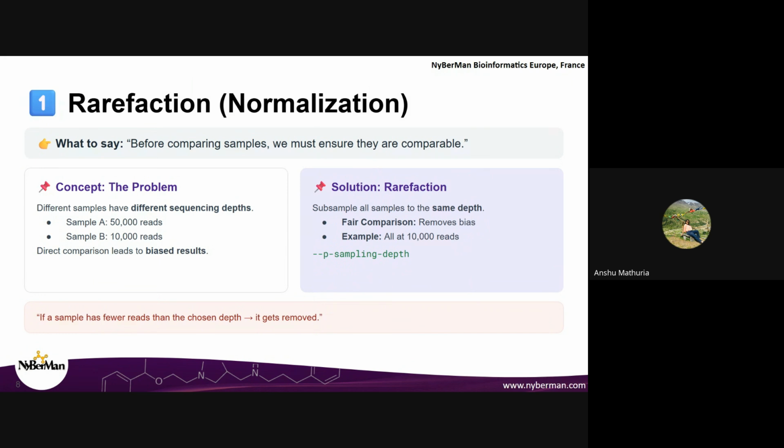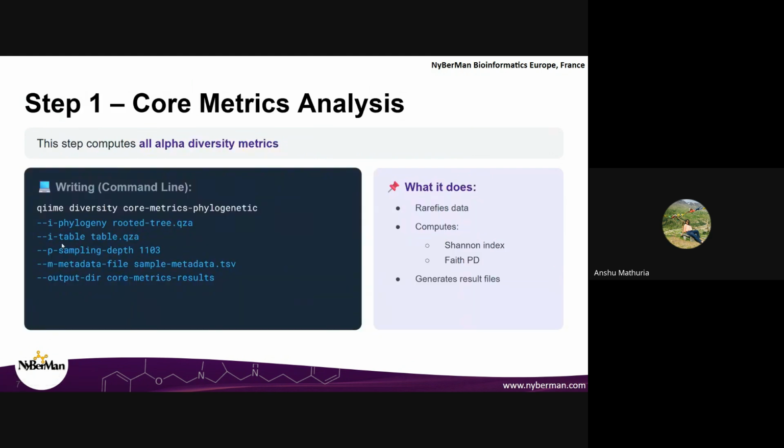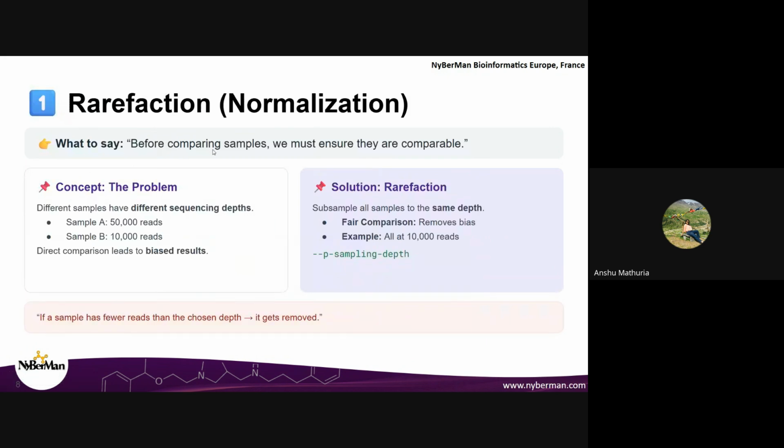So here the rarefaction that is happening is this. I mentioned, right, we are putting in a sampling depth. So this is our normalizing criteria. The concept is, before comparing any samples, we should ensure that the samples are comparable. If the samples are not comparable, then it becomes difficult to analyze all of it. So the problem statement that I've given here is that different samples have different sequencing depth. For example, sample A is supported by 50,000 reads, and sample B is supported by 10,000 reads. Direct comparison can never happen because it will always give a biased result.